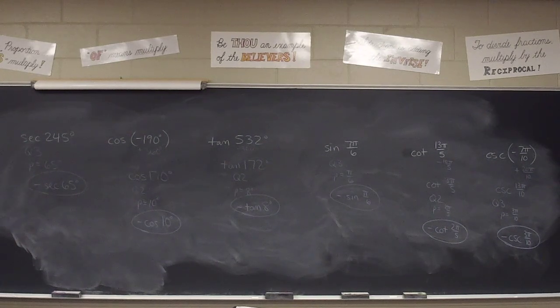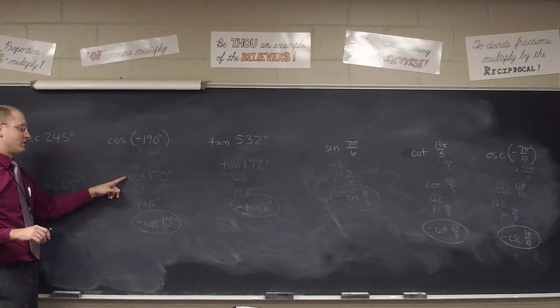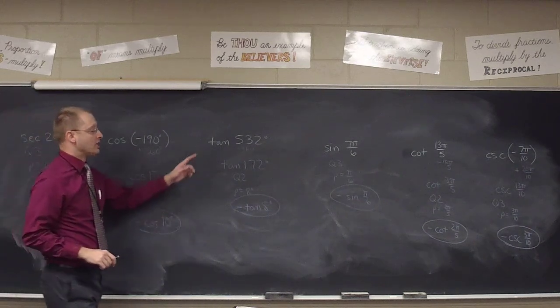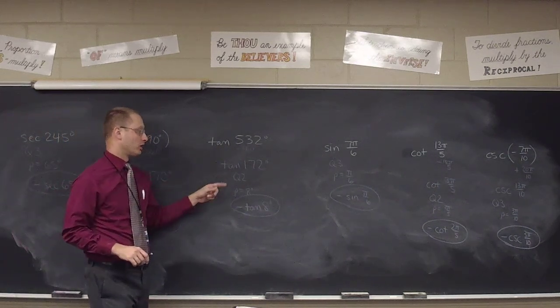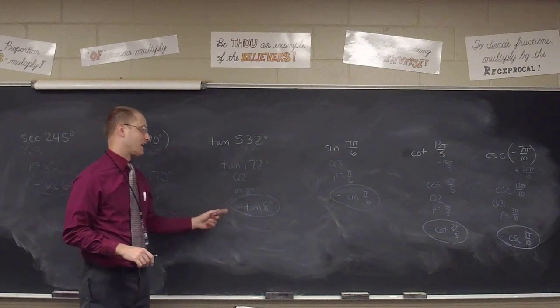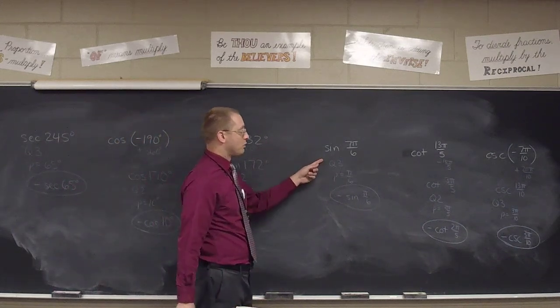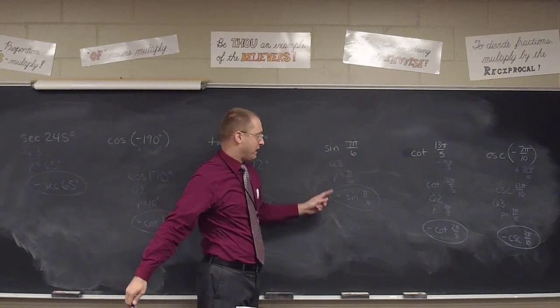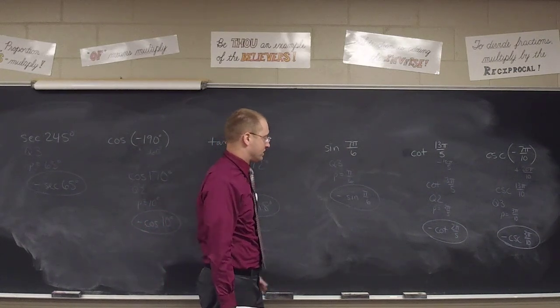All right. Questions on this? I'll go over the answers real quick in case it doesn't show up well on the video. I want to use purple for Ethan. Quadrant 3, reference angle 65, so negative secant 65. Here, add 360, get 170, quadrant 2, reference angle 10, so negative cosine 10 degrees. Here, subtract 360, you get 172, that's in quadrant 2, reference angle 8 degrees, negative tangent of 8 degrees.